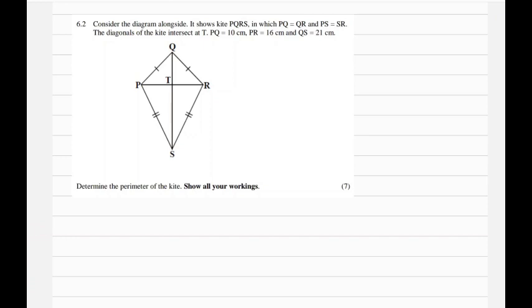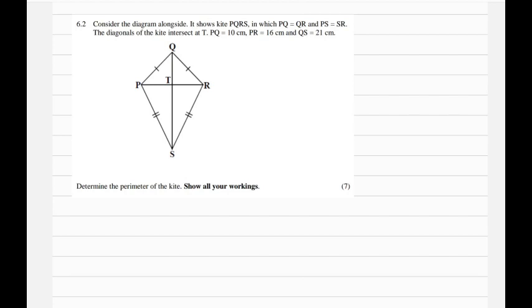So I have a question on a kite, an extract from a previous question paper on Euclidean geometry. The examiners like kites and parallelograms. So let's do this problem on the kite. Let's go through 6.2 together.